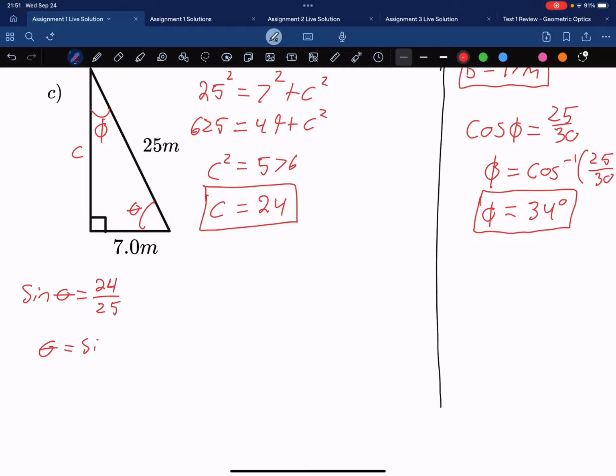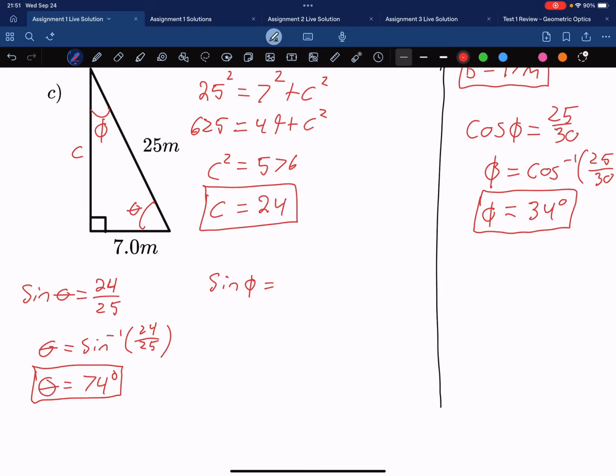Take the inverse sine of 24 over 25, and that will give us, I will round that up to 74, again, because of the significant digits in the question. And again, you could do the 90 minus 74, figure out phi, but I will show the calculation.